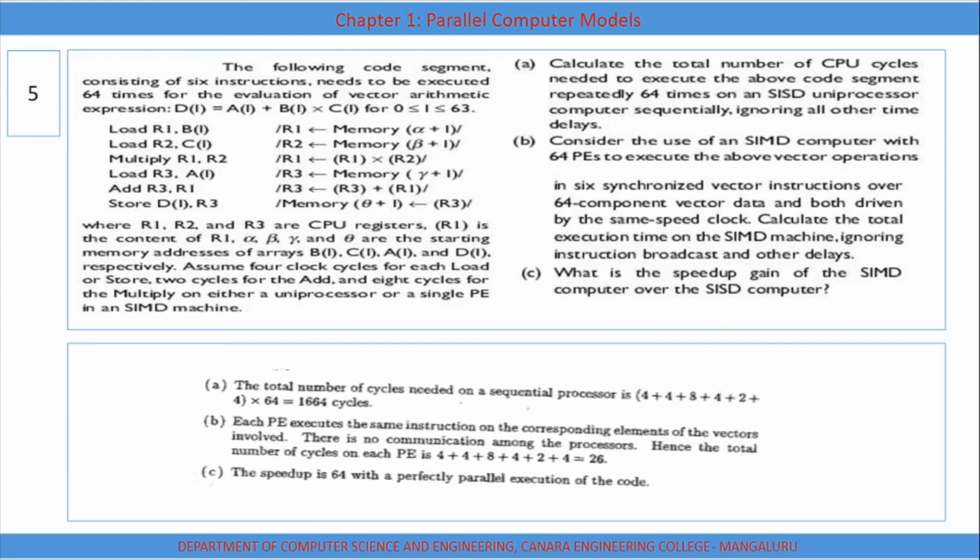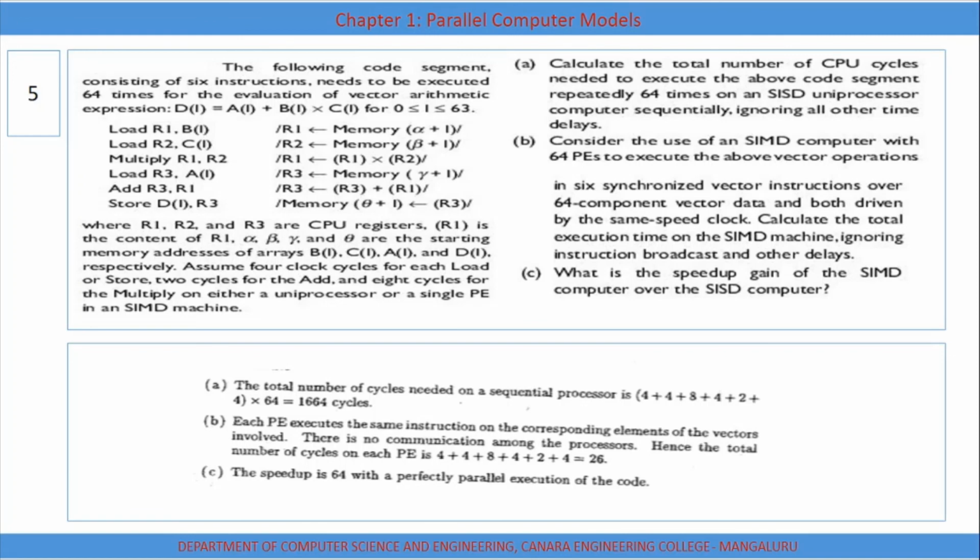Then 2 cycles for add. The fifth instruction is the add instruction, so it requires 2 clock cycles. And multiply, the third instruction, requires 8 clock cycles. So we add all those clock cycles and multiply by 64, since it is repeated 64 times.